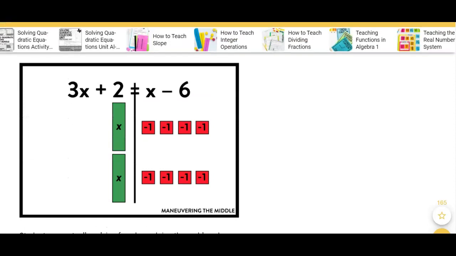If you're not familiar with Algebra Tiles and want to know more, please look at this site. It's an excellent site for you to go in and look at.